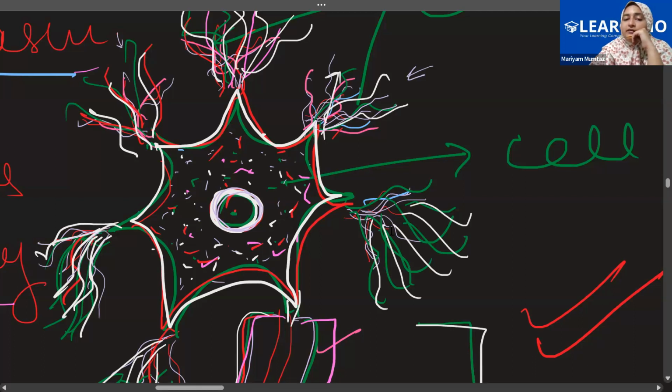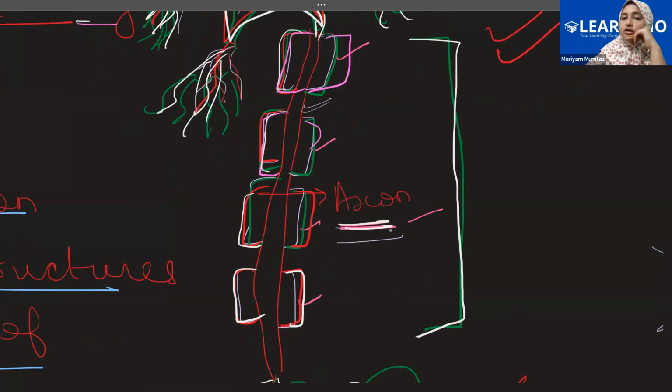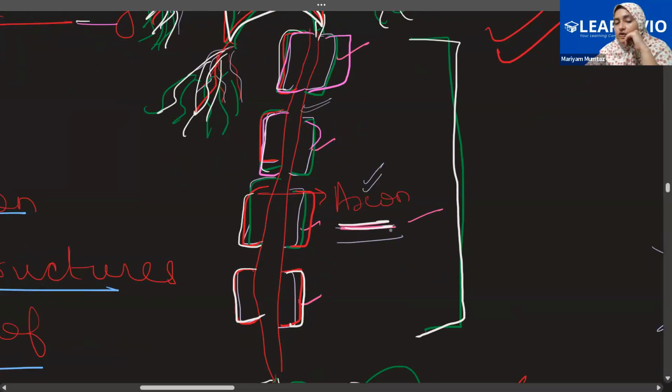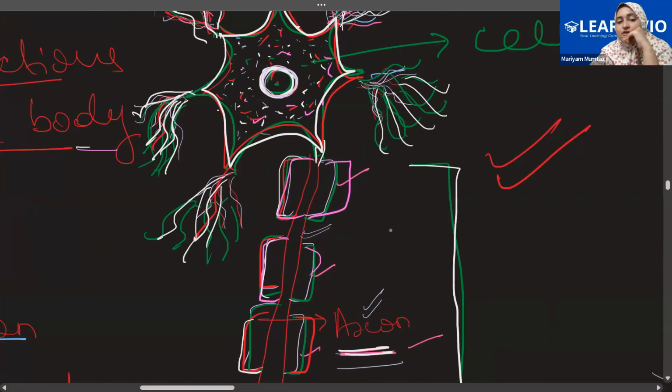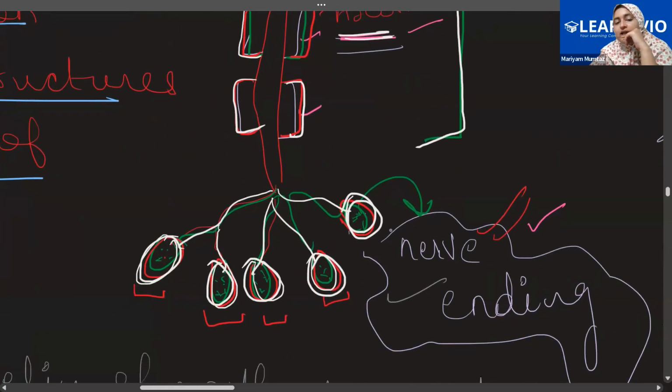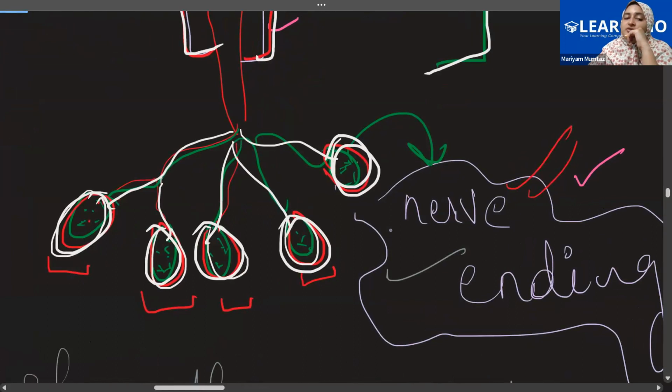Now, starting from below the cell body to the end, this whole long tail-like portion is what we call the axon. Okay. So now this axon conducts the information towards the second neuron. Now, at the ending of each axon, there will be swollen bulb-like structures. These bulb-like structures we call the nerve endings.